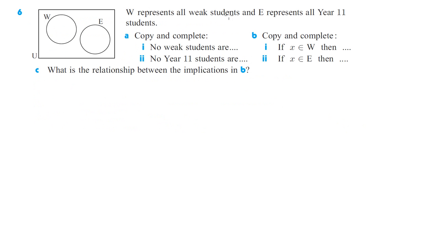So here is number 6. W represents all weak students and E represents all year 11 students. Copy and complete. Okay. So we got no weak students are, so if the student is in the W category, then they are not in the E category. So let's see. A part 1 is no weak students are in year 11. Okay. And then part 2 of that, no year 11 students are weak. Okay.